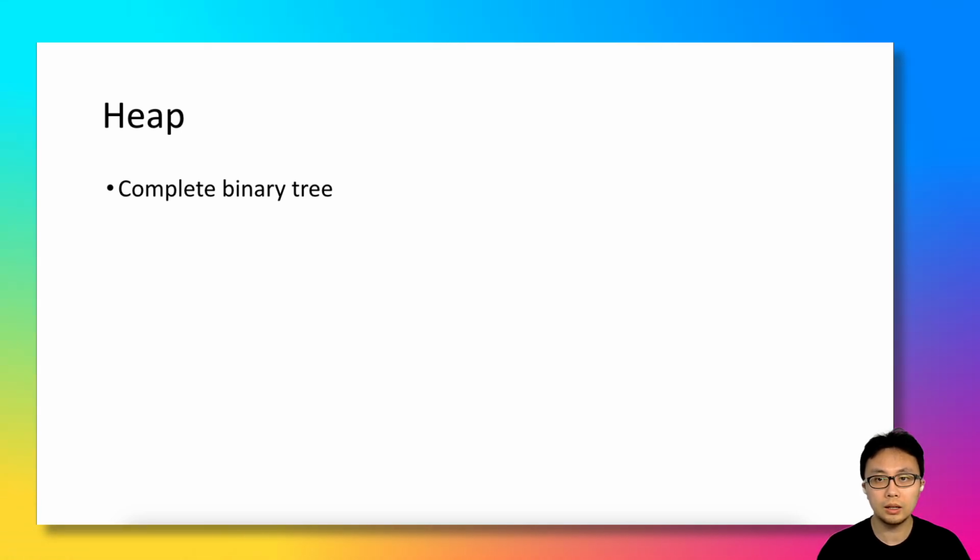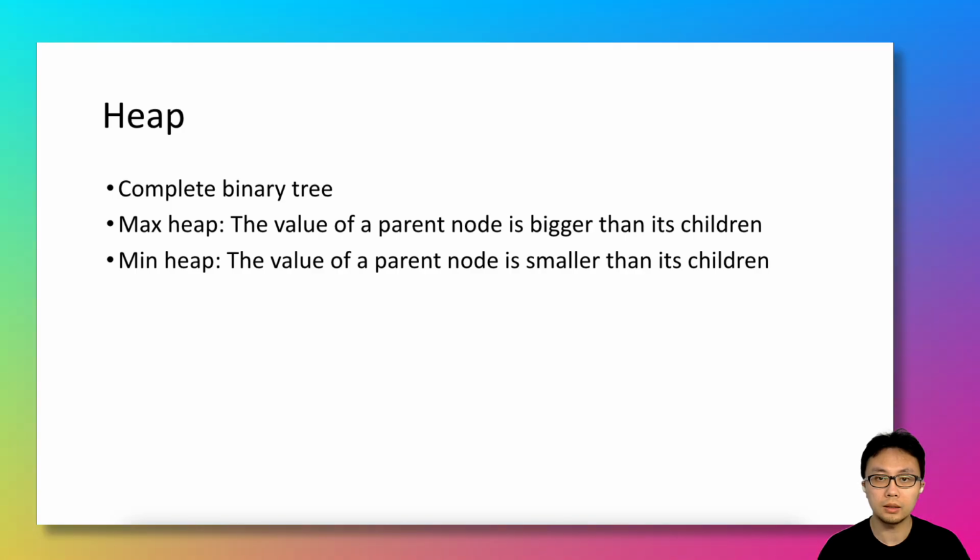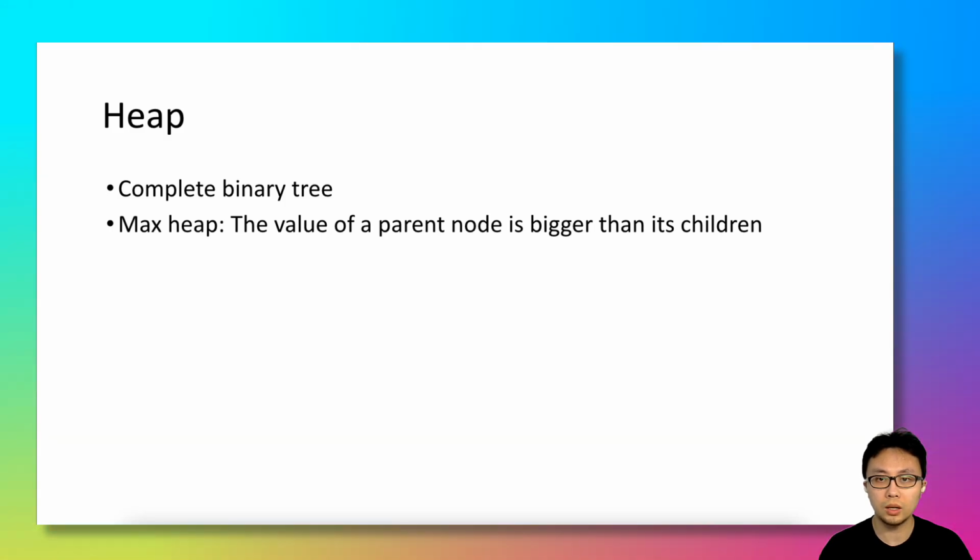First, a heap is a complete binary tree. Second, there are two types of heaps, max heap and a min heap. In a max heap, the value of a parent node is always bigger than its children. In a min heap, the value of a parent node is always smaller than its children.